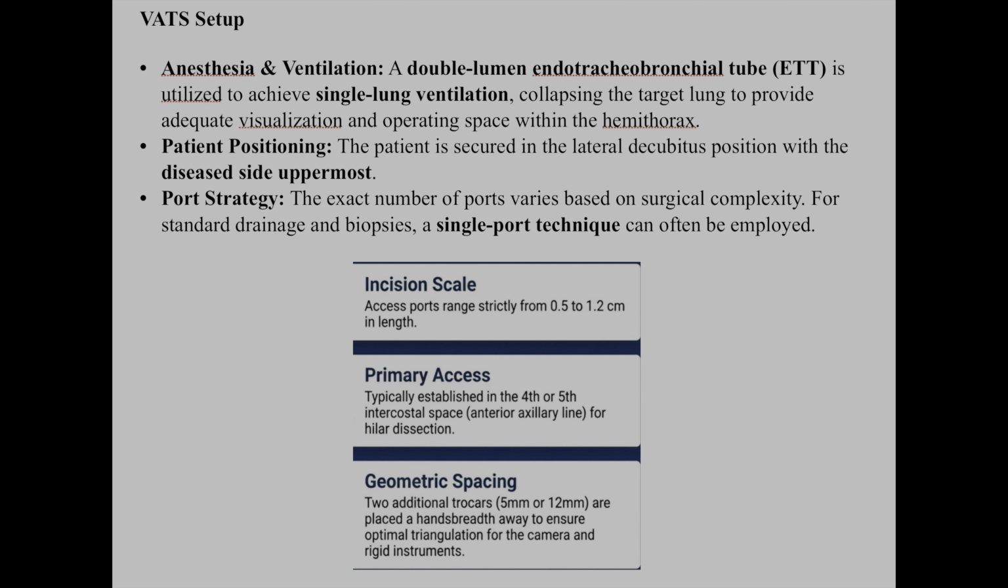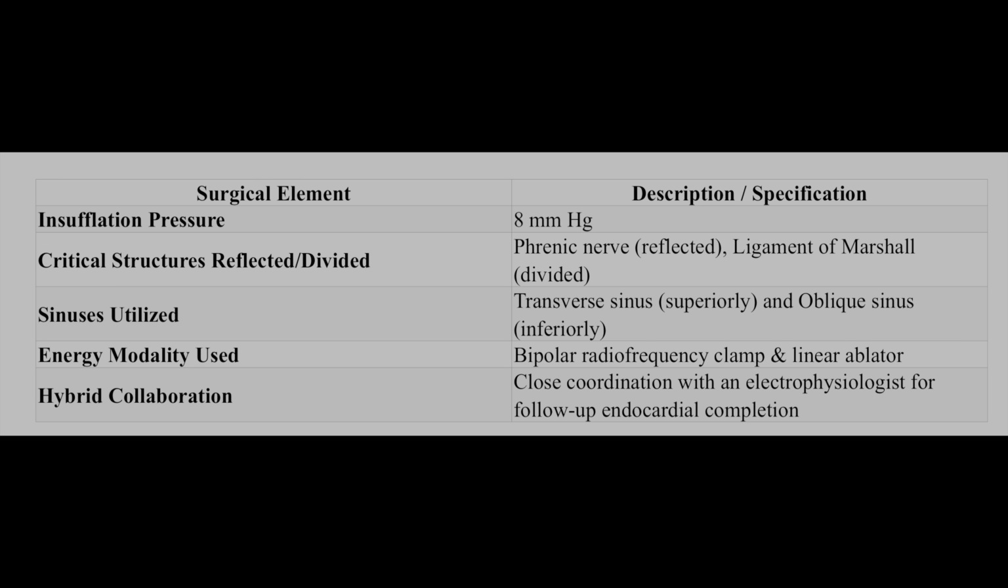Geometric spacing. Two additional trocars, 5 mm or 12 mm, are placed a handbreadth away to ensure optimal triangulation for camera and rigid instruments. Insufflation pressure. 8 mm pressure is maintained.